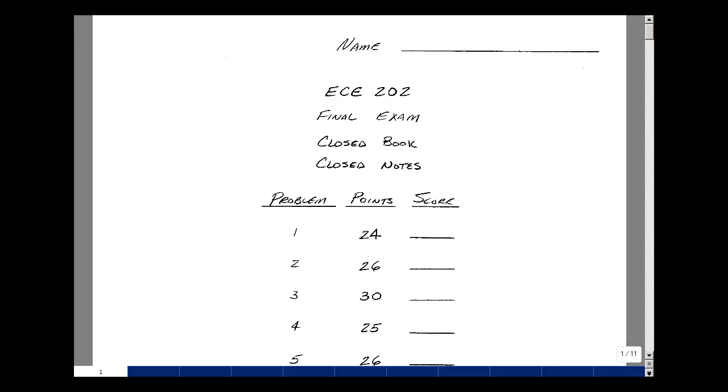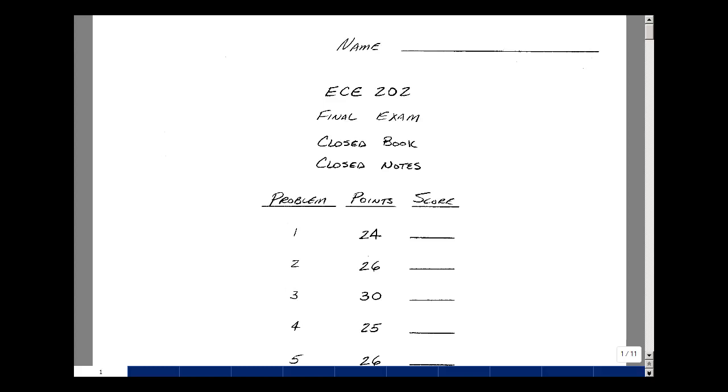This is the final exam for ECE 202. This is a closed book, closed notes exam. Before you do this exam, you should have completed all the videos for the course, up to and including the material for Chapter 16, page 32. If you haven't done this, don't look at the exam and go back and study that material.